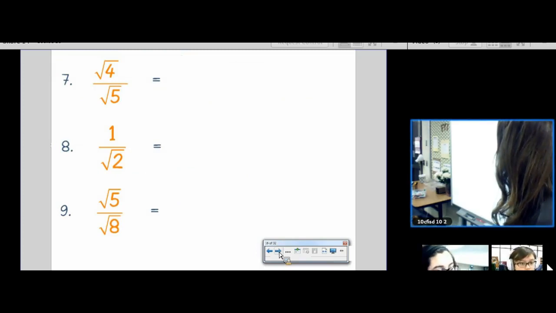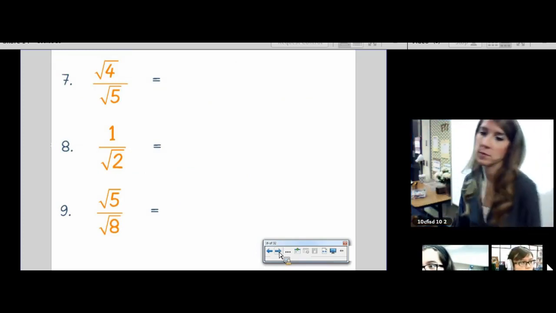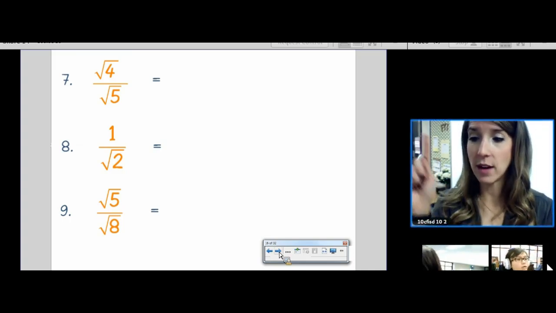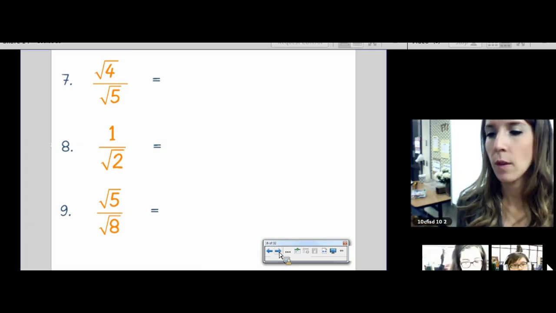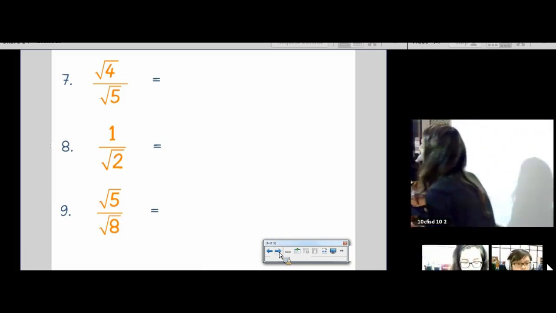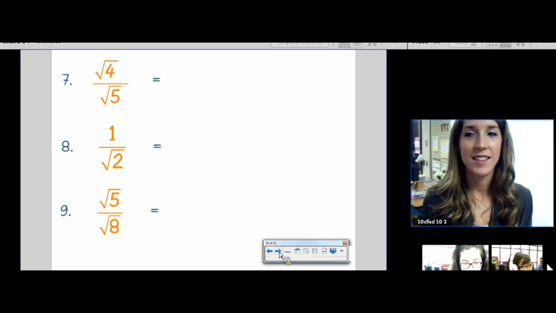All right, try these problems. I'll give you a few minutes to work on them. Make sure that your final answer meets every box on the checklist. All right, let's start working these. Number 7. I spy a blank blank. What did you see on number 7?